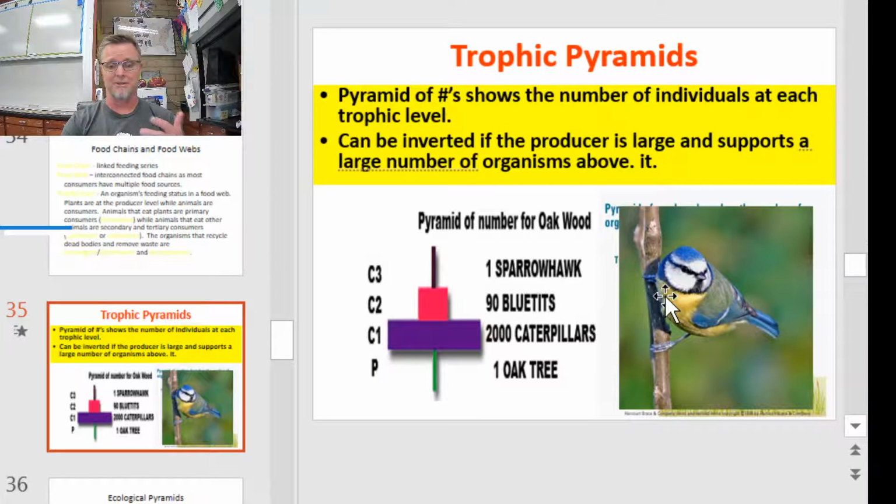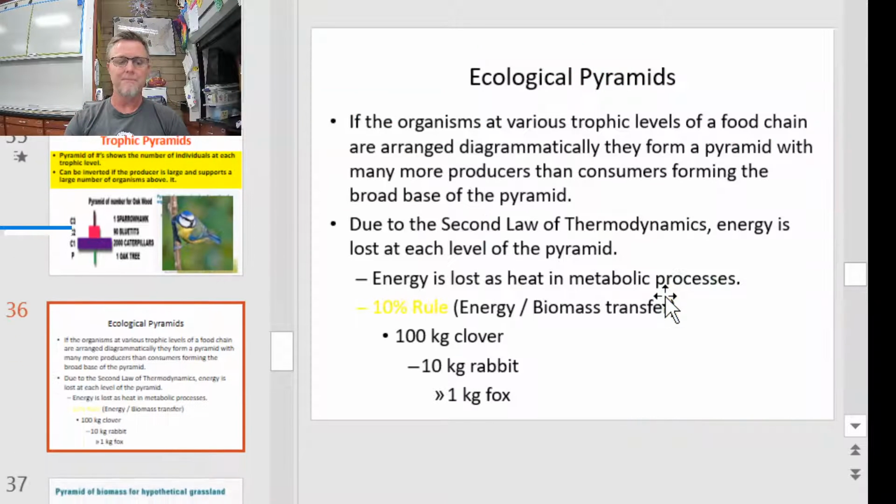Are we going to focus on just energy? Are we going to focus on like the dry weight of all the life in the ecosystem, right? Or, like, are we just going to focus on how many individuals do we have, right? So that's what those are all about. So ecological pyramids basically come in those three categories.